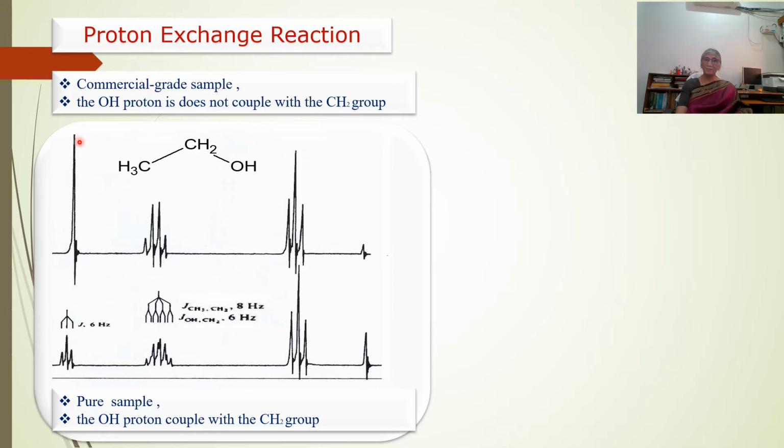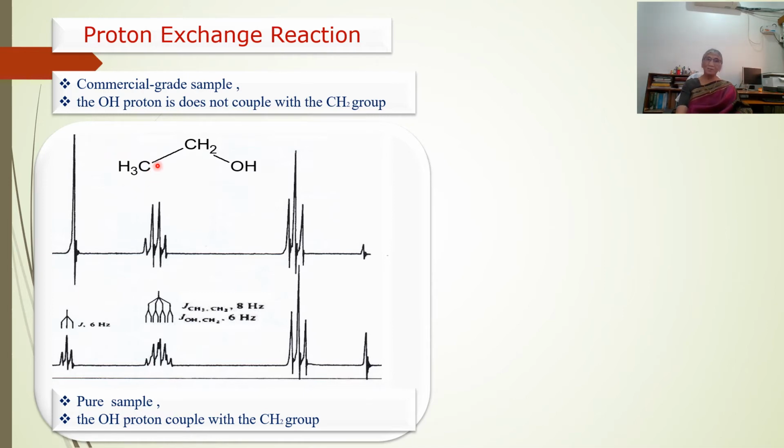But here, the signal from the hydroxyl proton does not couple with the two methylene protons present at the neighbor. And similarly, the methylene protons do not couple with the hydroxyl proton in the commercial grade sample. But when the spectrum is recorded with the pure sample, we see that the hydroxyl proton couples with the methylene protons and a triplet is seen. Similarly, the methylene protons also couple with the hydroxyl proton as well as the methyl protons.